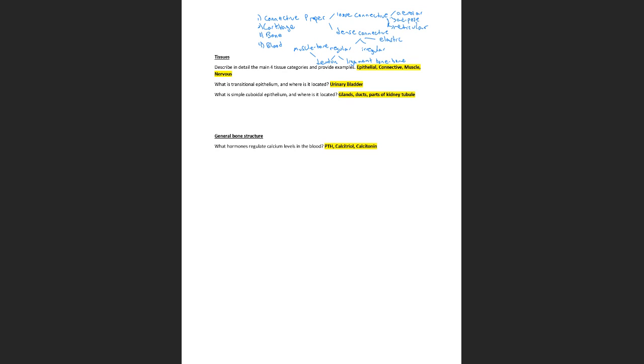Next, we're moving on to the muscle tissue. It has skeletal, smooth, and cardiac. Okay. And the nervous is just one tissue type. It has cells known as neurons, and they're just there for communication. Okay, communication with the body and the outside world.